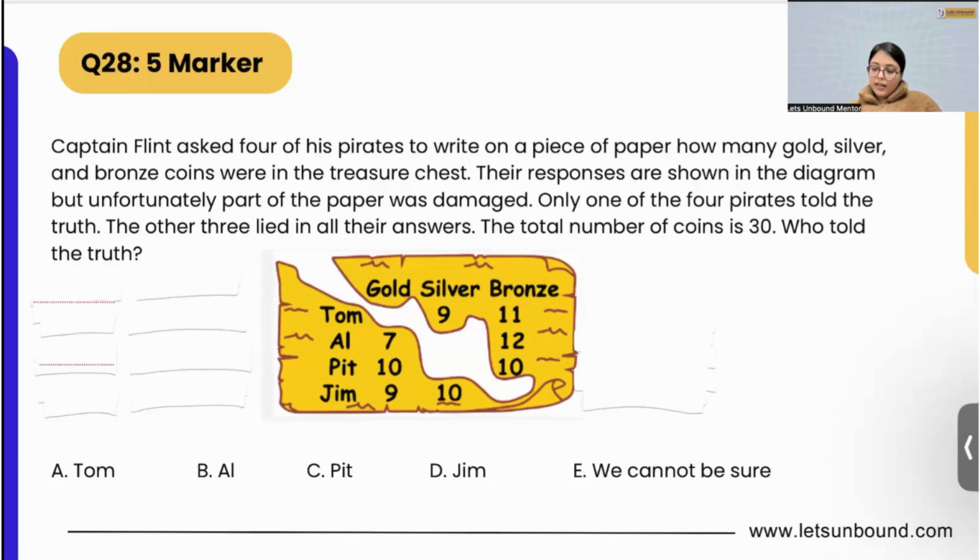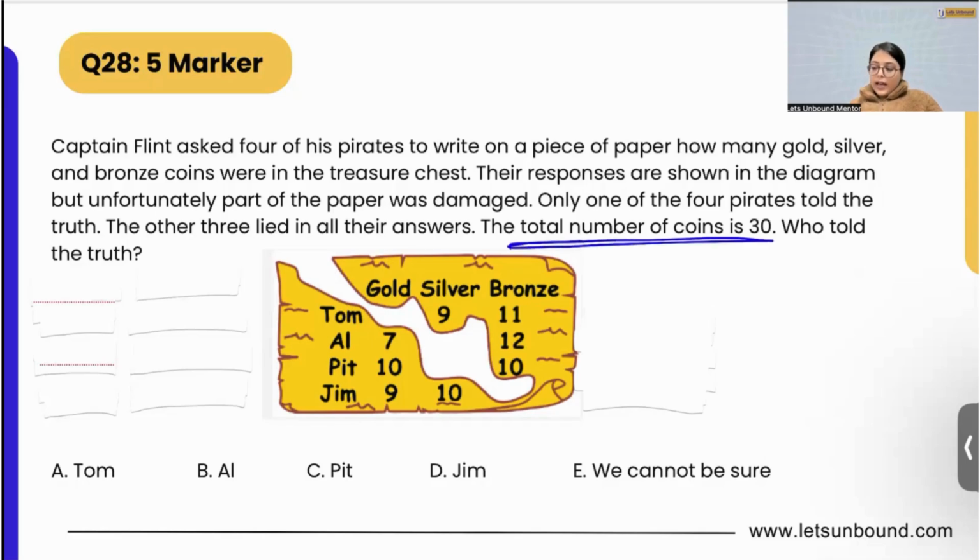So you can see this part of the paper is missing somewhere, right? So some of the values are missing in between. Only one of the four pirates told the truth. The other three lied in all their answers. So out of these four pirates, only one is truthful. The total number of coins is 30. All right, so one piece of information we got is that total coins are 30.